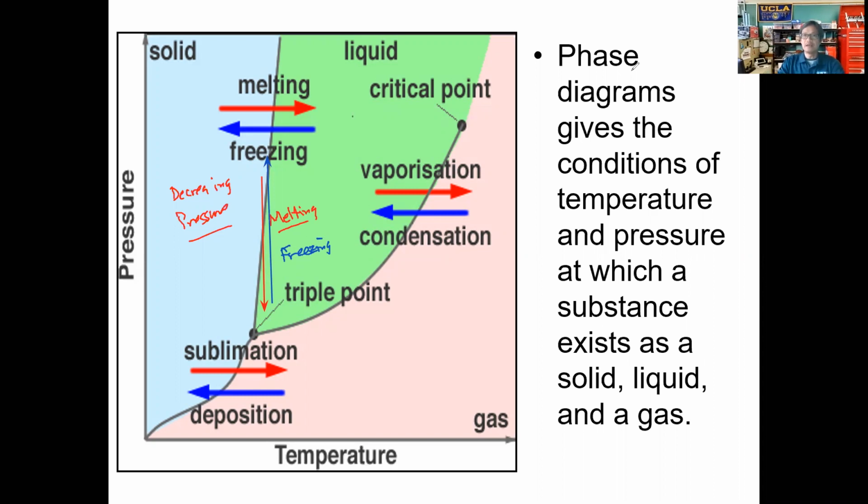Let's see what happens here when we change the pressure. If we take a look at this, let's decrease the pressure right there. As we decrease the pressure here, look what happens, folks. We go from the liquid to the gas state, and we refer to that as vaporization.